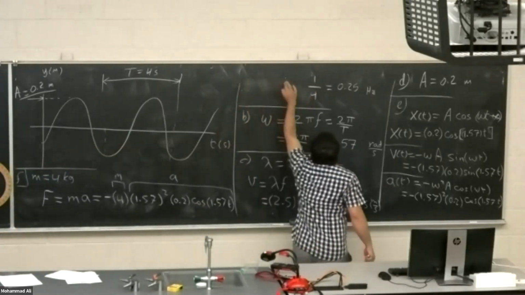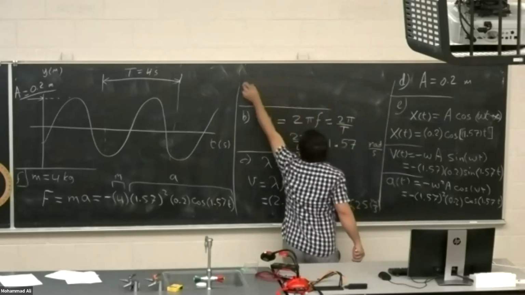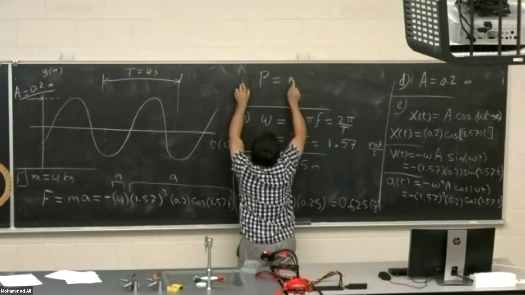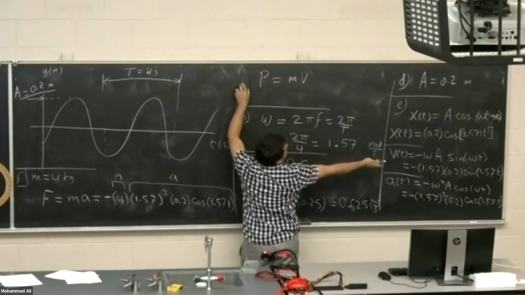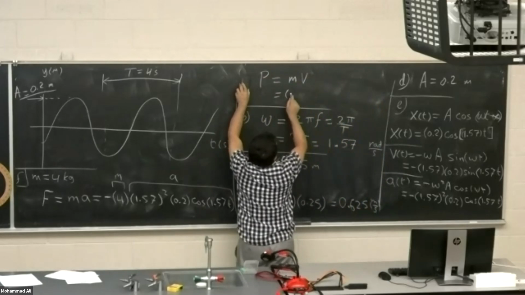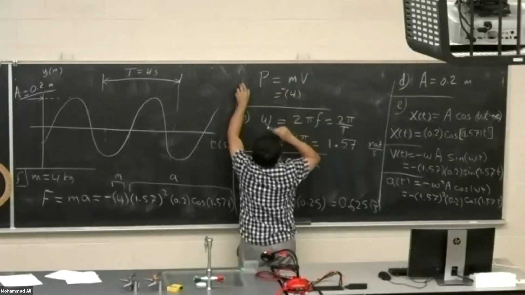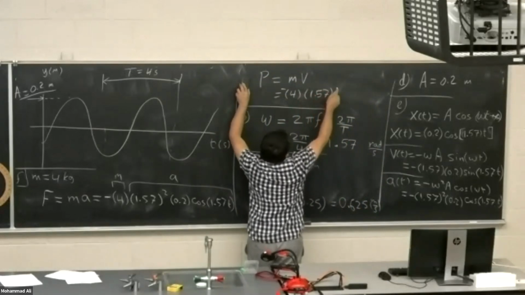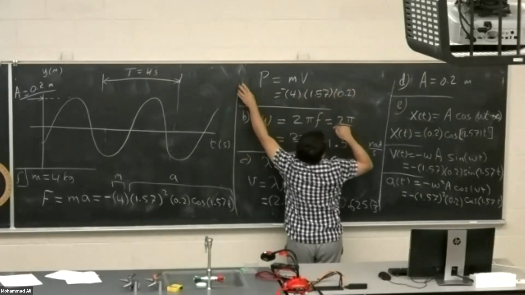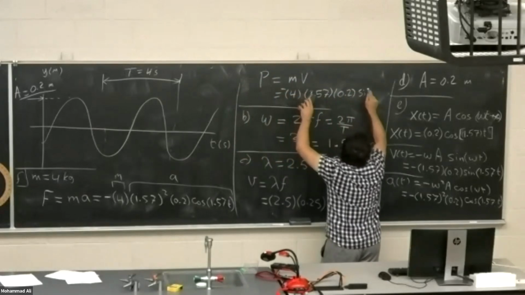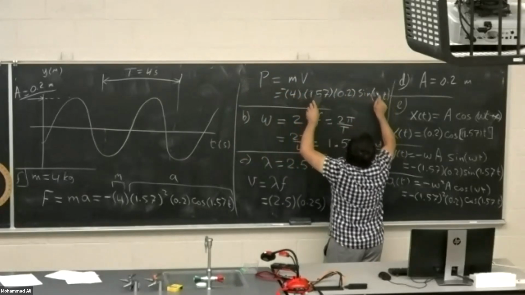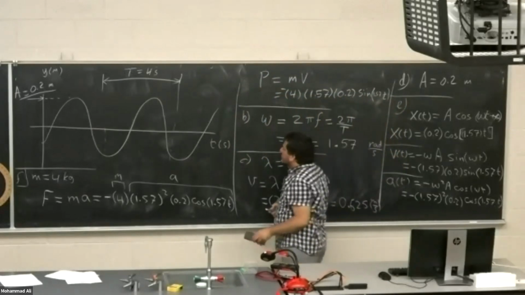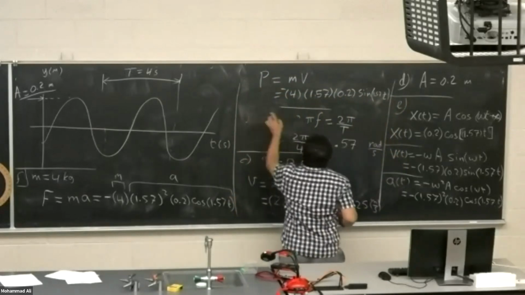What about the momentum? The momentum P is equal to the mass multiplied by the velocity. This is the velocity, and the mass is 4. We have a negative sign from the velocity, and we have 1.57 multiplied by 0.2, which is the amplitude, multiplied by sine 1.57 t. This is the momentum. Any difficulties in this?